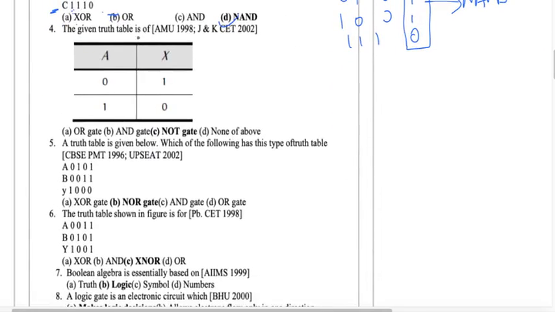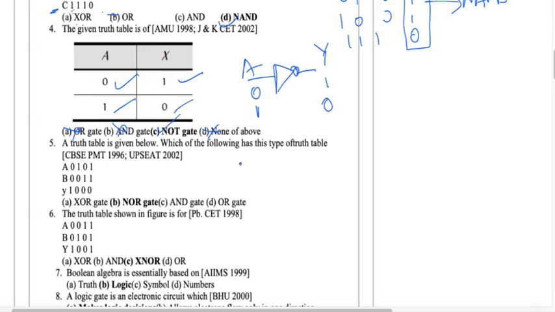Question number 4. The given truth table is like this. When input is 0, output is 1. When input is 1, output is 0. You know the concept of the inverter. The symbol is like this. Whatever input is given here, the output will be the opposite. If it is 0, the output will be 1. If the input is 1, the output will be 0. So for which gate is the truth table like that? It is not for NOR gate, it is not for AND gate, it is not none of the above, because option C is the NOT gate.